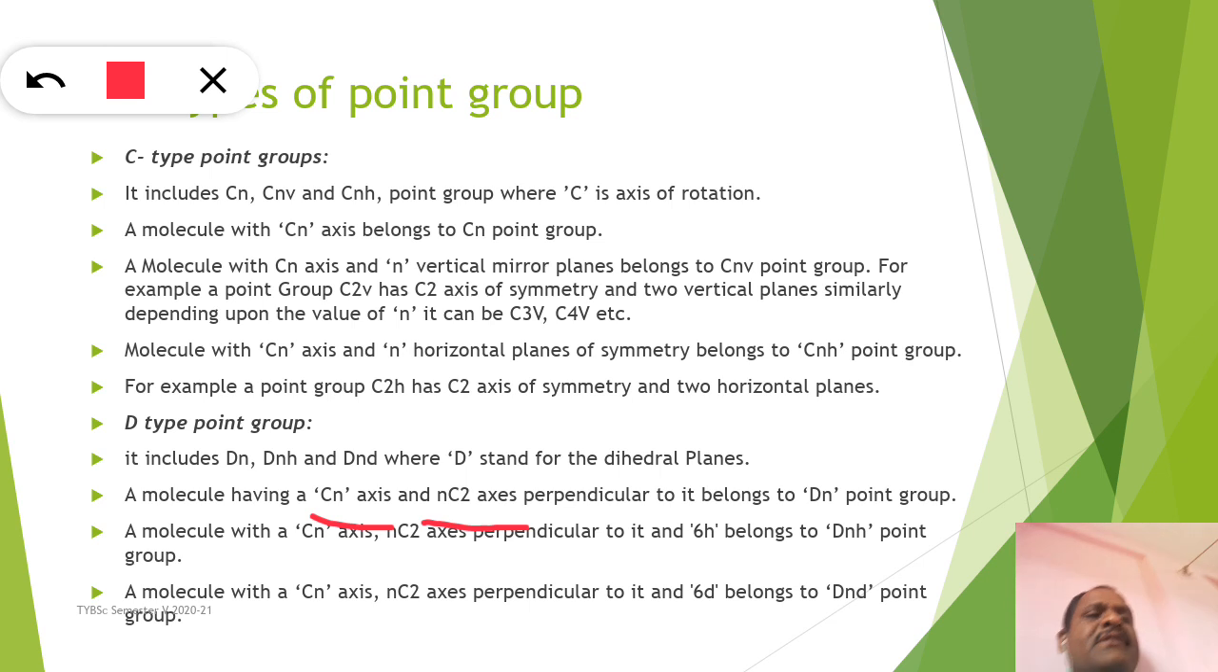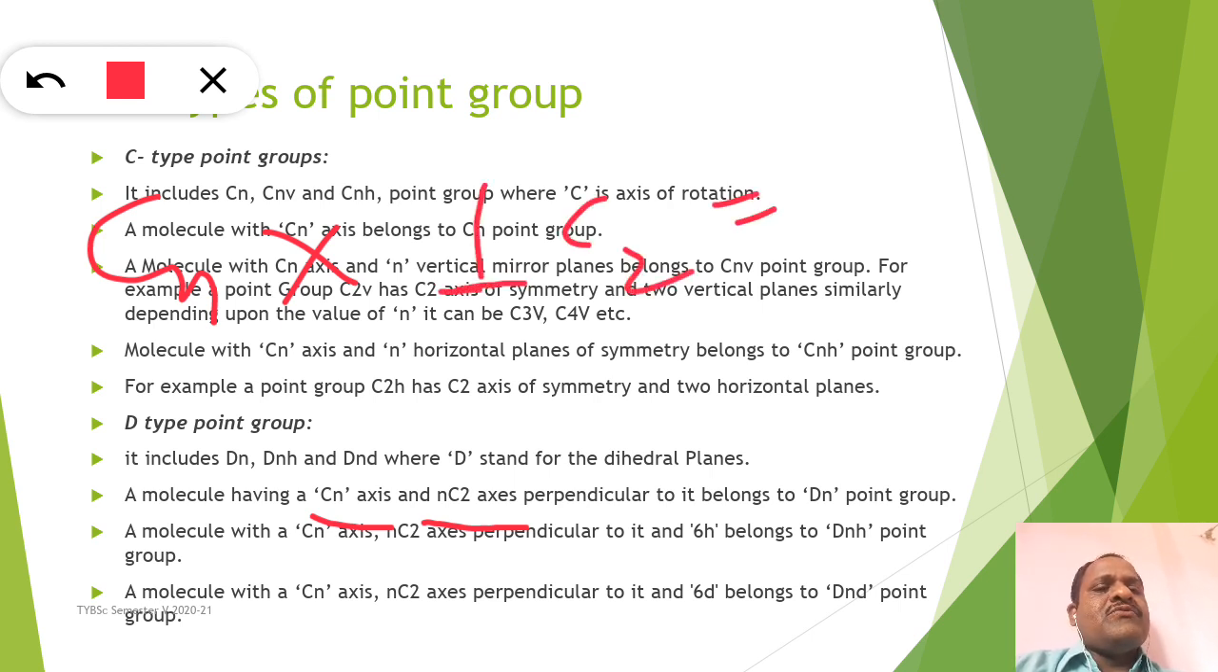I will write here so that you can understand. For CN, and there should be a perpendicular C2, that gives you what? DN type of point group.